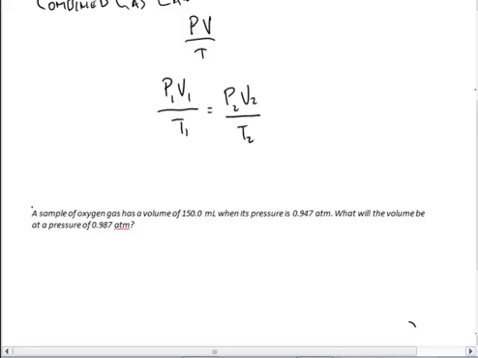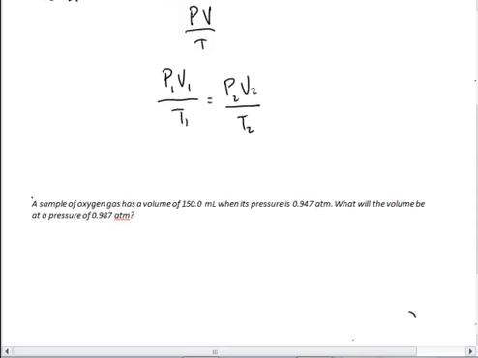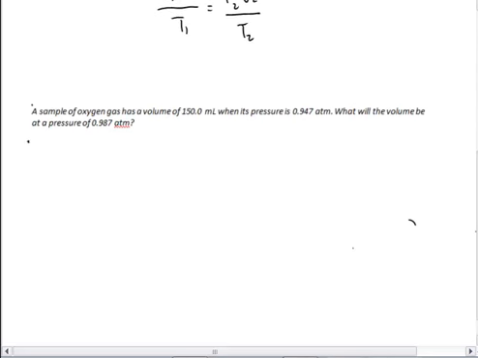Now, I'll show you on a sample problem here how we go about doing this. What I like to do is, first of all, just write P1, V1, T1, P2, V2, and T2 down the left-hand side of my paper like this. And then as I read through here, I'm going to put the numbers in where they belong. Okay, so first reading the problem, a sample of oxygen gas has a volume of 150 milliliters when its pressure is 0.947 atmospheres. What will the volume be at a pressure of 9.87 atmospheres?